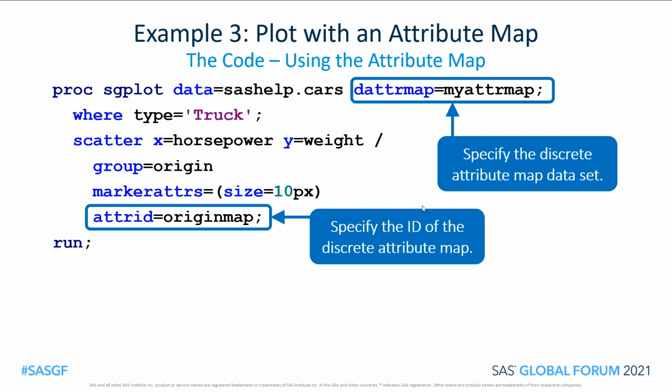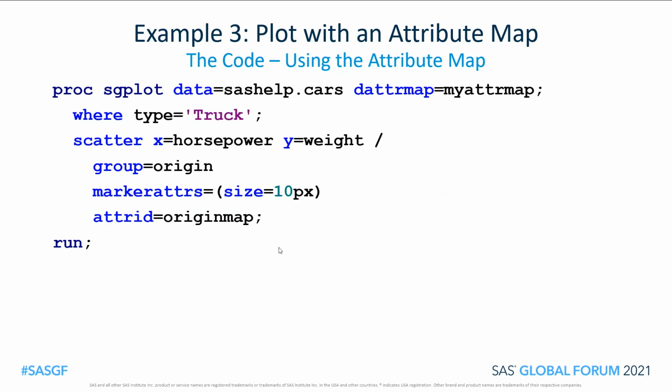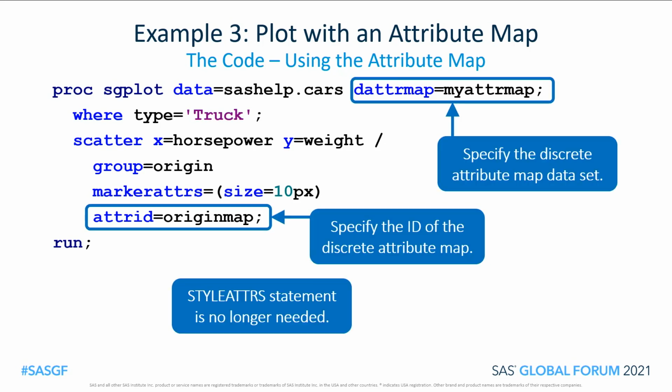I also need to tell it which specific mapping within that data set to use, because remember, you can have more than one in the same data set. So here's where we specify that ID. attrid equals origin map. That was that ID name that I just made up. That goes on my scatter statement. You'll also notice I have gotten rid of the style attrs statement. We don't need that anymore because we're going to be using the attribute map to specify colors and symbols.